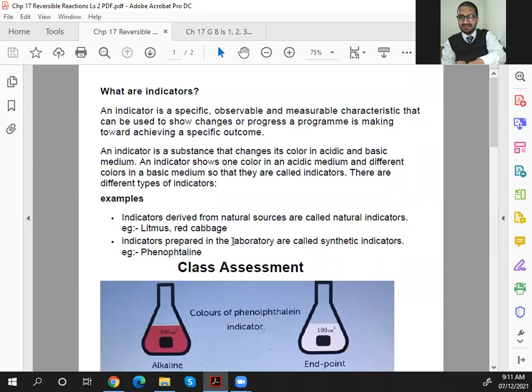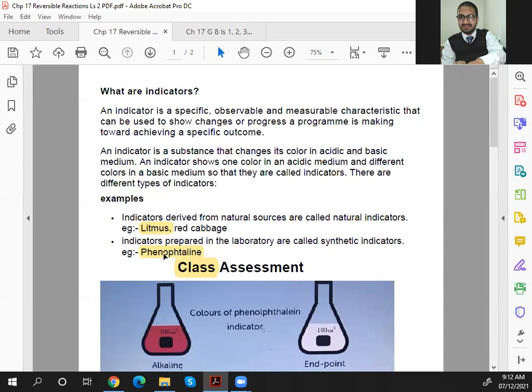Indicators prepared in the laboratory are called synthetic, meaning which you are going to prepare or synthesize. The example is phenolphthalein. Don't forget this term, okay? Or you can underline or highlight this one, phenolphthalein. We deal with this indicator a lot, and also with litmus. These are two types, one is natural and the second is prepared or synthesized, that we work with. Thank you very much.